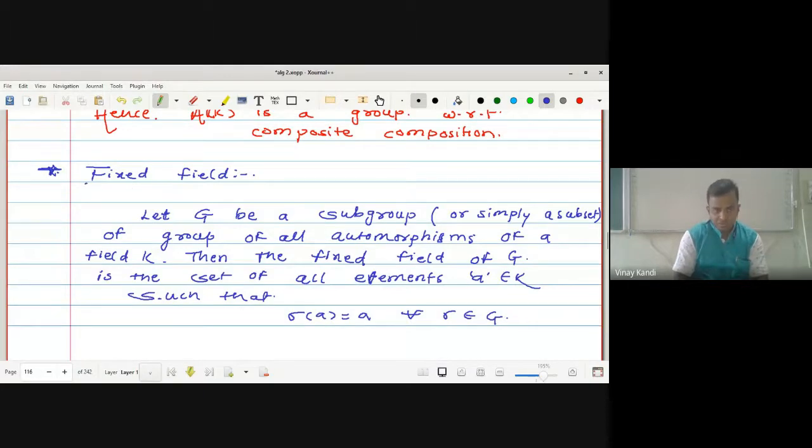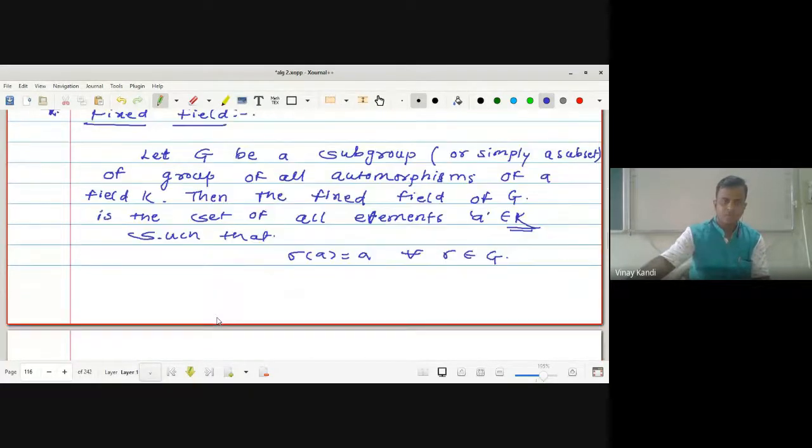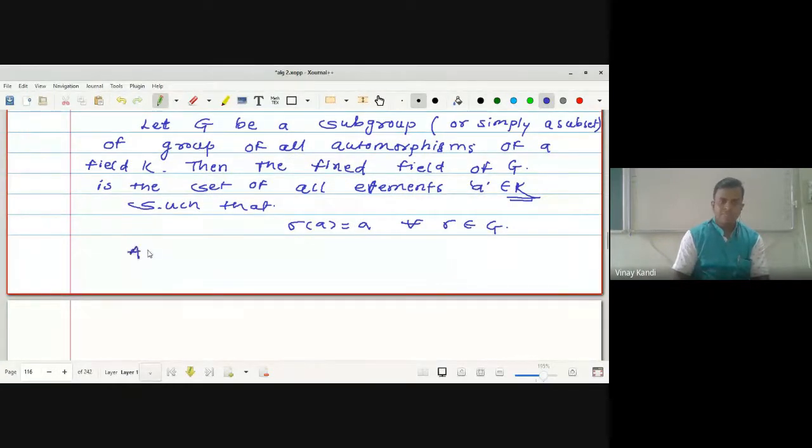That means, where do the elements of your fixed field come from? They come from your main field. Okay, this fixed field of G is either a subfield of K or itself K. Look at it. Now, what is A of K?